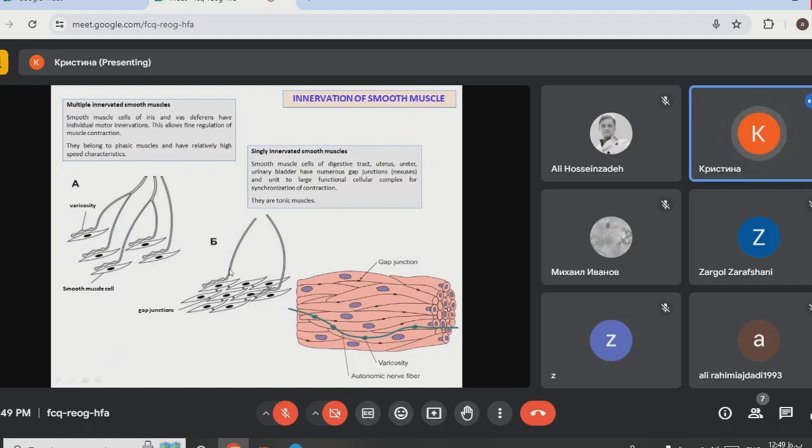terminal ends of axons of the autonomic neurons, and in these areas of the end of the axon, the neurotransmitters are stored, and when they go out from these areas, they act upon their receptors upon the membrane of this cell. This cell becomes excited, and it spreads the impulse through gap junctions to other cells in this bundle, and as the result, they will contract all together because of gap junctions between the cells.